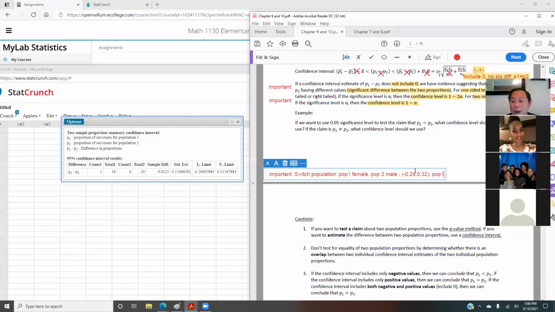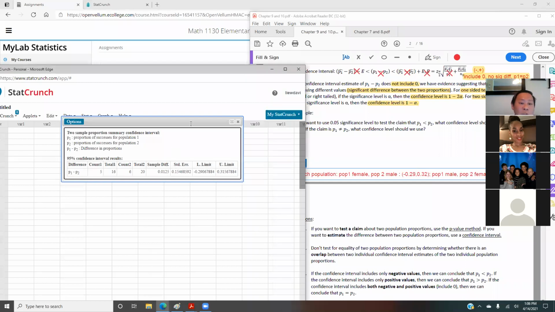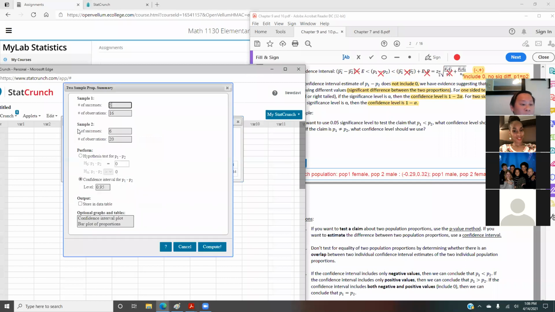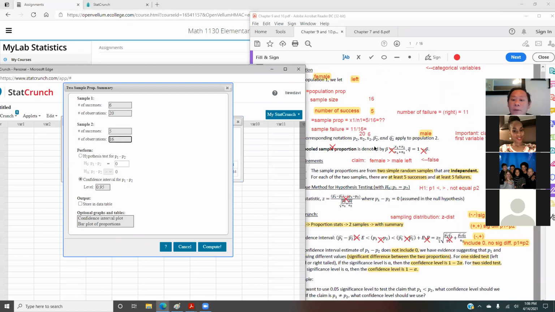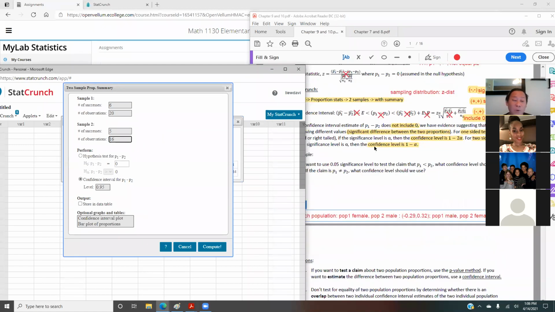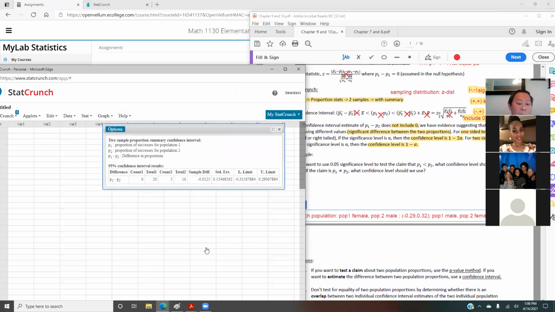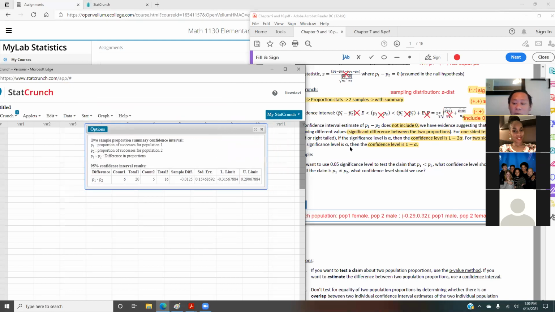Your population 1 is male and your population 2 is female. So I'm going to do a switcheroo here. This becomes 6 and 20, this is male. And this is 5 and 16, I believe, that's 16 female. Yep. So I switched your population around. So what happens to it? Can someone tell me what's the difference?